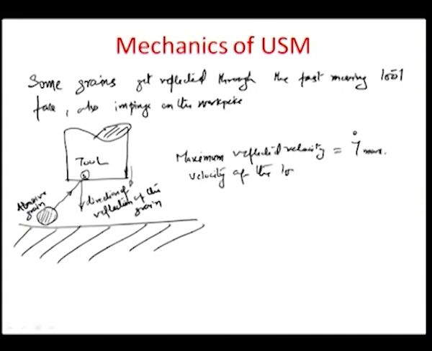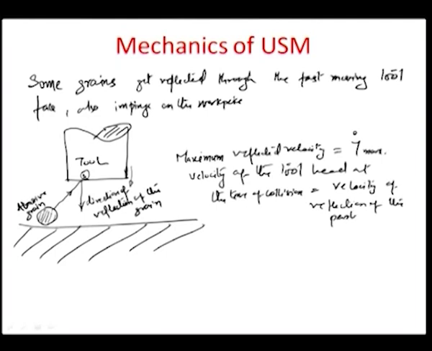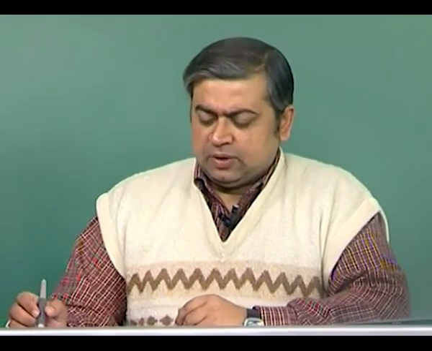of the tool head at that particular point of collision, at the time of collision, would be equal to the velocity of reflection of the particle. Okay. So, it is simply imparted, there is no specific inertial component associated with the abrasive grain because of its small nature. It is few microns, as I told you, abrasive grains could be in the range of 20 to 25 microns.